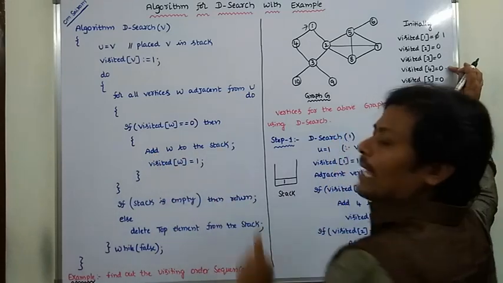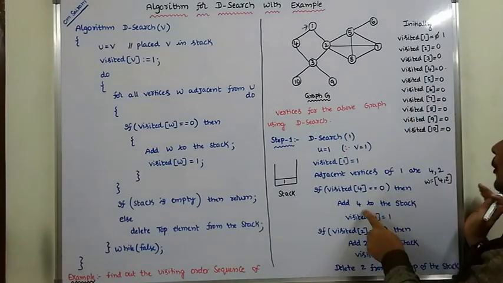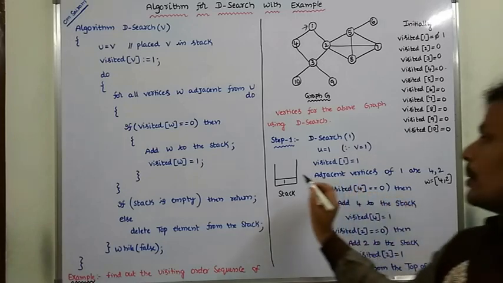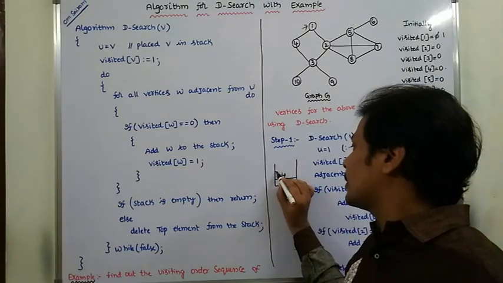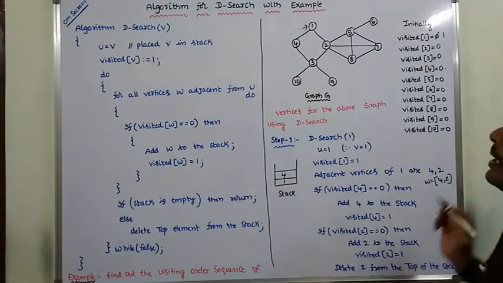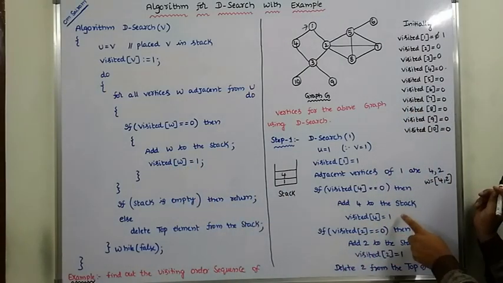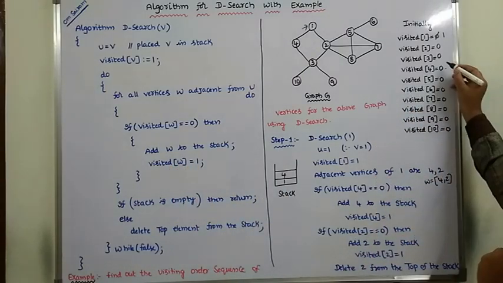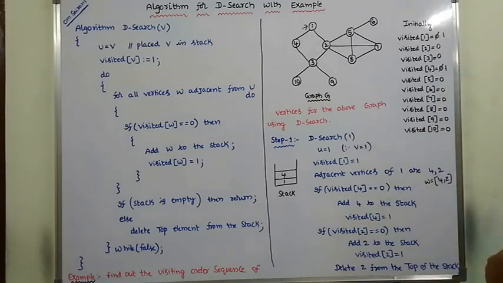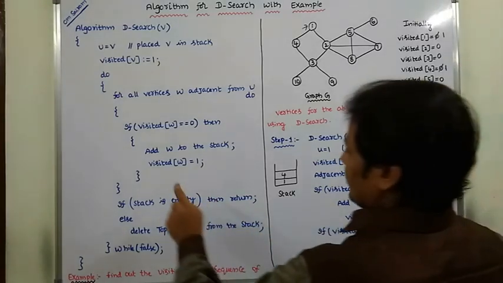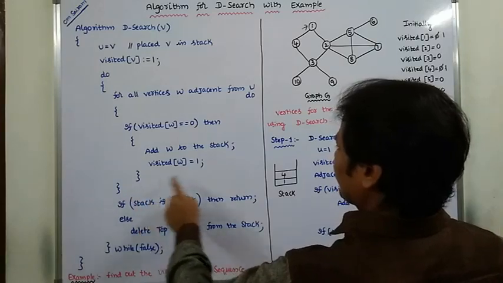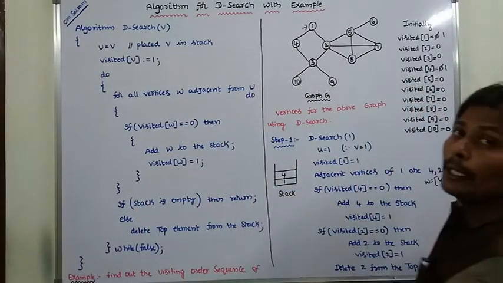Add W to the stack. That means add 4 to the stack. So now 4 can be added to the stack. Now visited of W is equal to 1, which means visited of 4 is equal to 1. Now, brace close. Again go to the for loop.